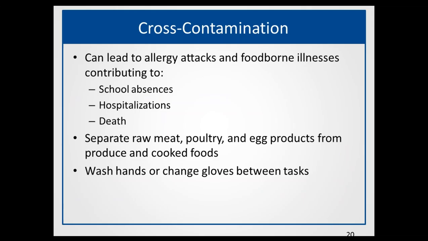The second way that most foodborne illness can be transmitted is through cross-contamination. Please stress to your teachers and staff the importance of preventing cross-contamination, because this can also lead to a lot of allergy attacks as well. All raw meat, poultry, and egg products should be kept separate from produce and cooked foods. And be sure that anybody handling foods are washing hands or changing their gloves between tasks. If students are handling foods, also be sure to make sure they do this as well.